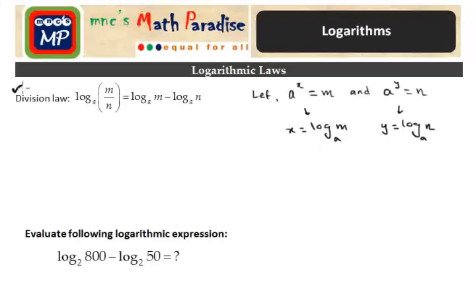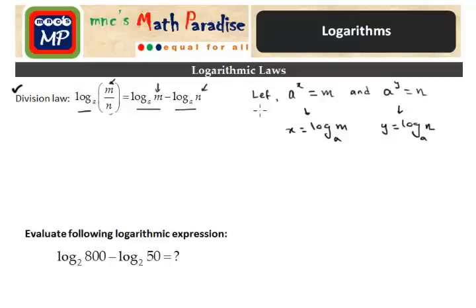Now the division law for logarithm, which says that log a base m division n, that is, if two expressions are divided, then the single log function can be separated into two log functions. One is log a base the numerator m minus log a base denominator n, or vice versa. If two log functions are subtracted from one another, then they can be put together, where the first expression m will be taken as the numerator and the second expression n will be taken as the denominator. Let us prove this law.